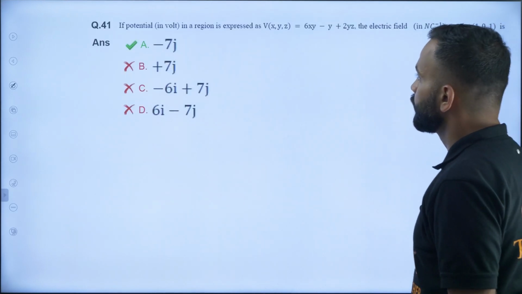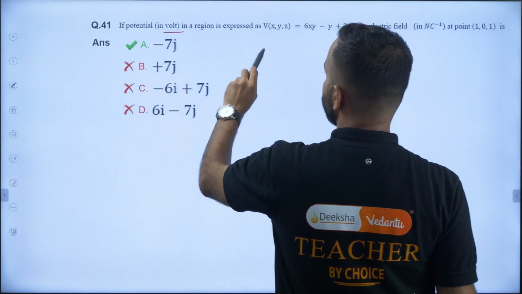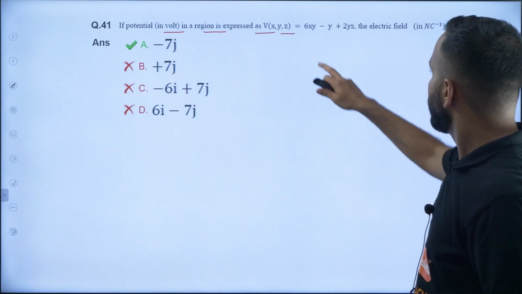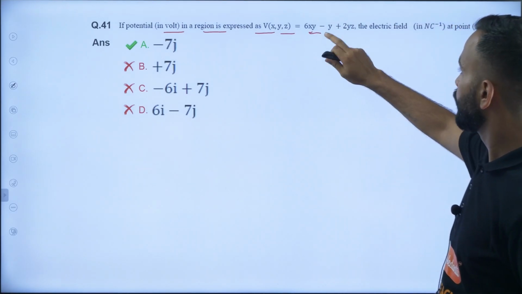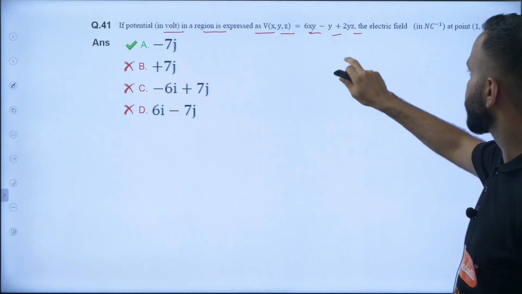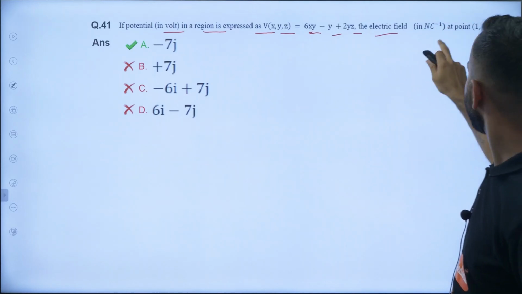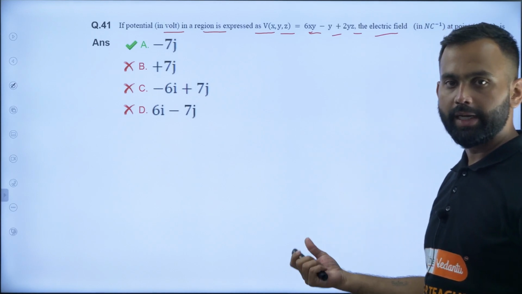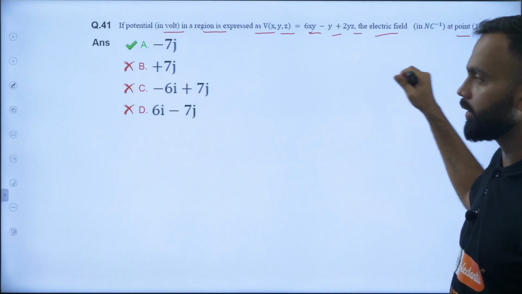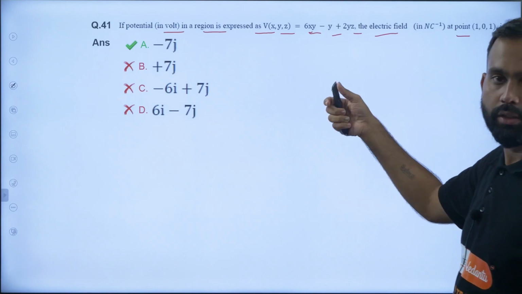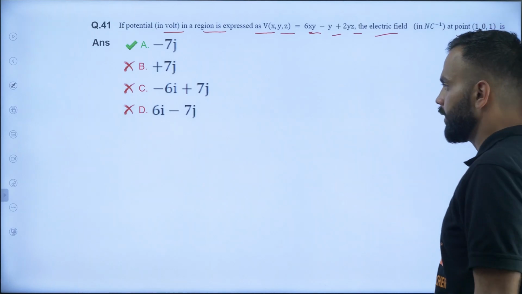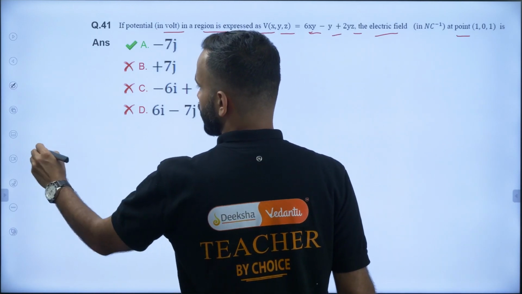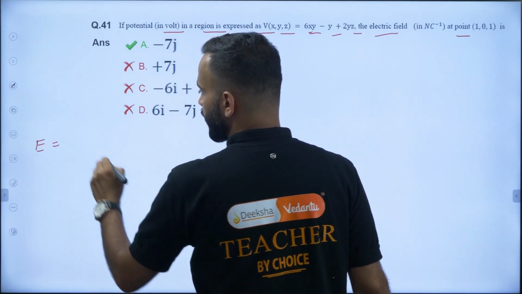Next question, question number 41. If potential in volt in a region is expressed as V of x, y, z equal to 6xy minus y plus 2yz, the electric field in Newton per coulomb at point 1, 0, 1 is, okay, we need to find the electric field at point 1, 0, 1. They have given the potential in terms of x, y, z, right? We know the relationship between electric field and electric potential, right? So what is the relationship between electric field and electric potential?